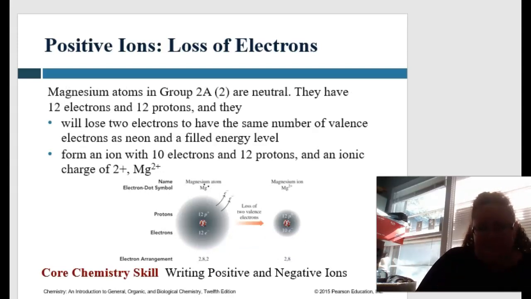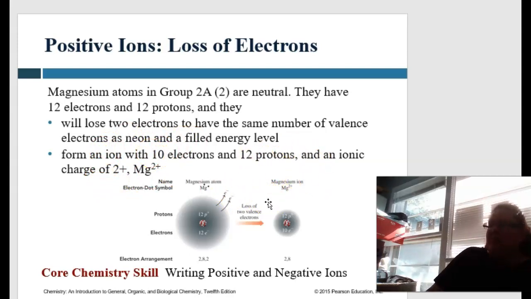These guys are neutral. They have 12 electrons and 12 protons. And so because of this, they're going to lose those 2 electrons so that they can be more stable. And then they'll have the same number of valence electrons as neon, and they have a filled orbital or energy level. And so they form an ion with 10 electrons and 12 protons and an ionic charge of +2. So again, that's why you're going to see magnesium is +2.